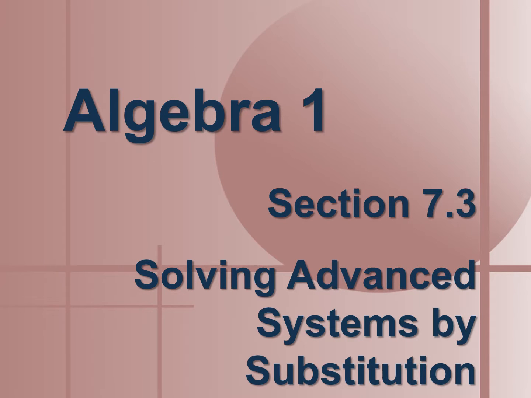Today we're going to look at some advanced systems of equations and how we can solve them using substitution. We're going to use the same concepts that we learned in section 7.2 about solving simple systems. It's just that we have to think a little bit more critically about the systems in question because they're going to be a little bit more complex.